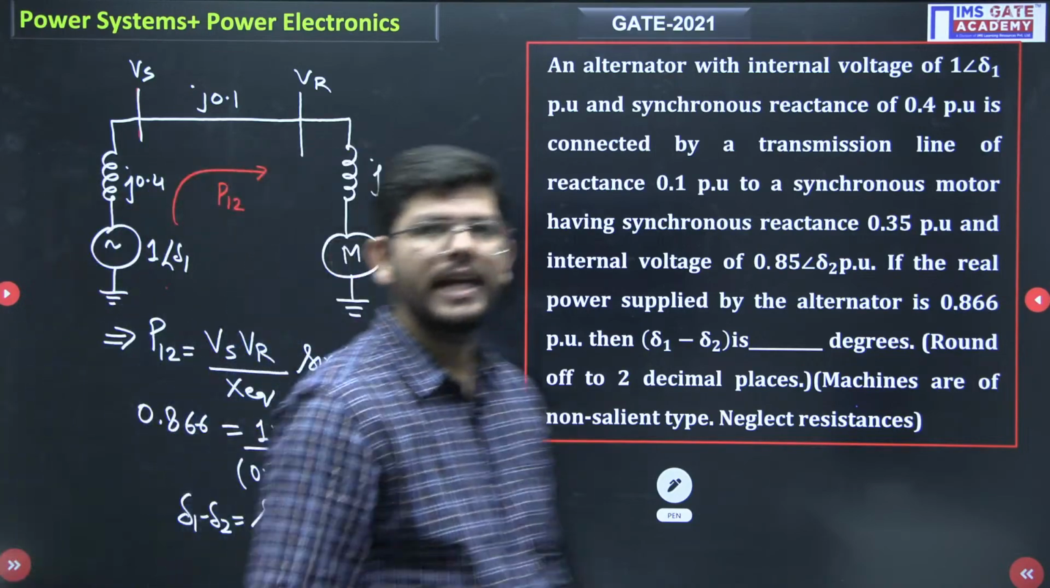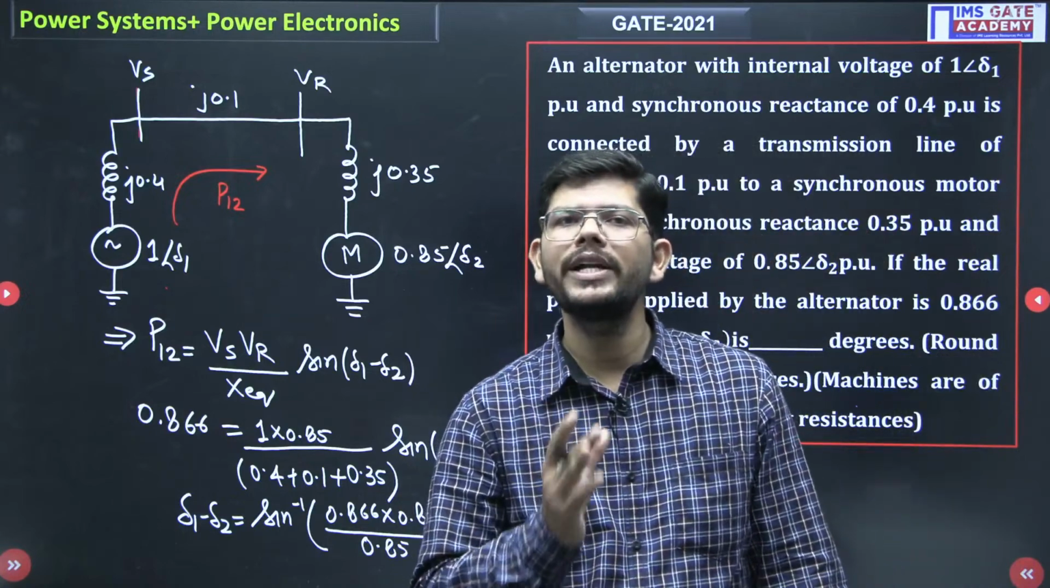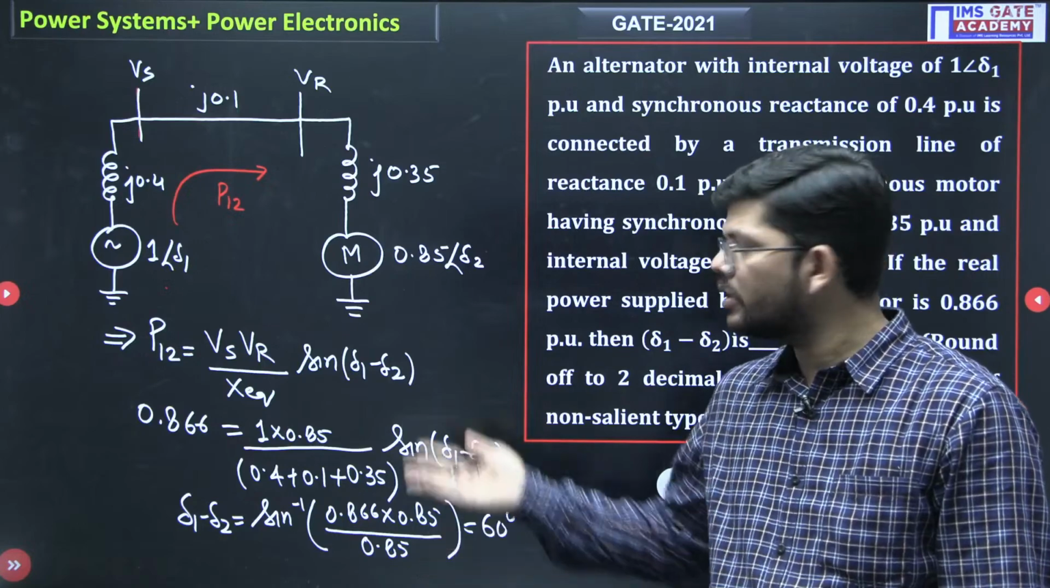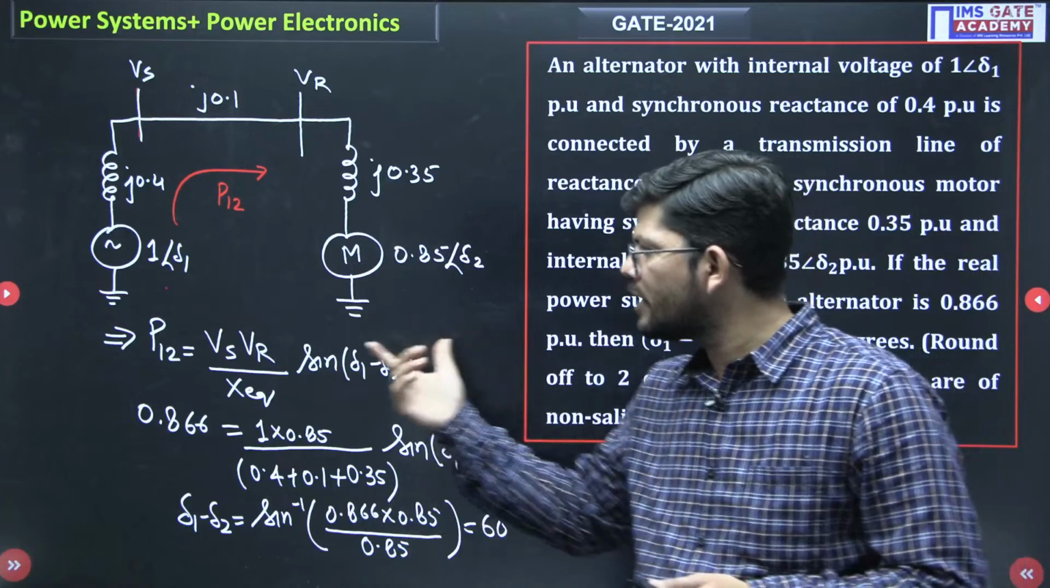Sine inverse root 3 by 2 is how much? 0.866. So this small exercise we need to do here. We know the formula of power flow. If you are a student of power system, you are well aware of this formula.